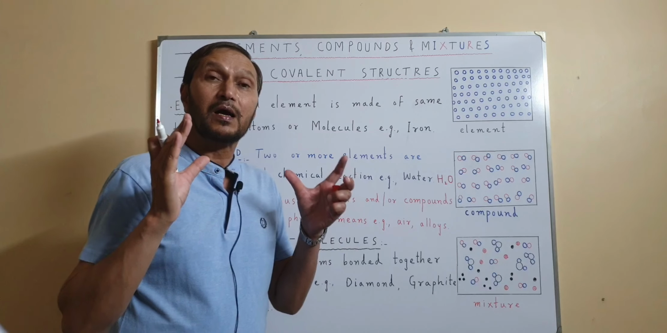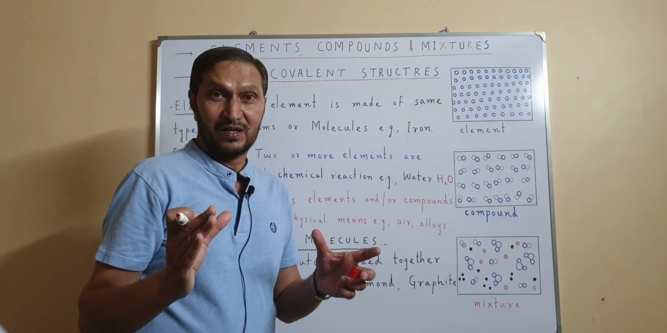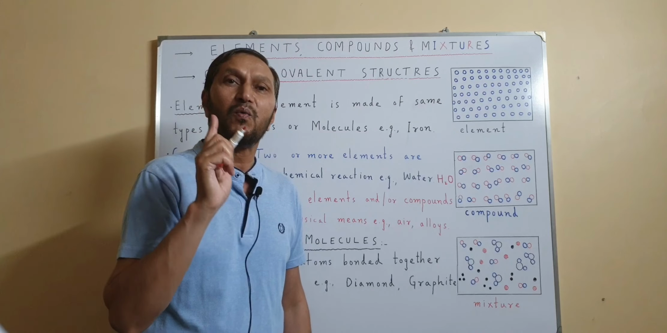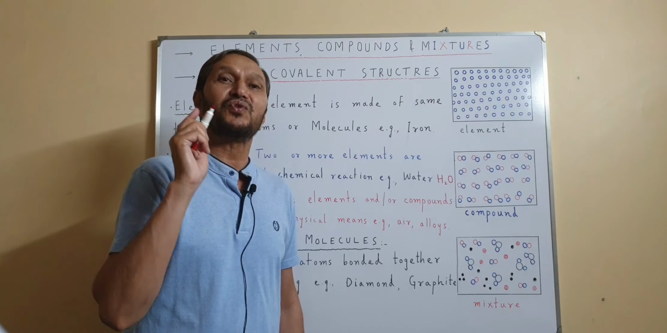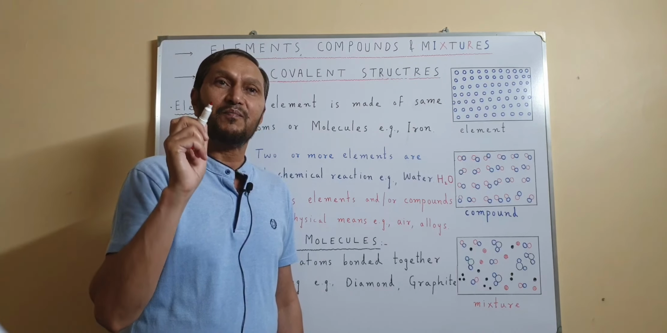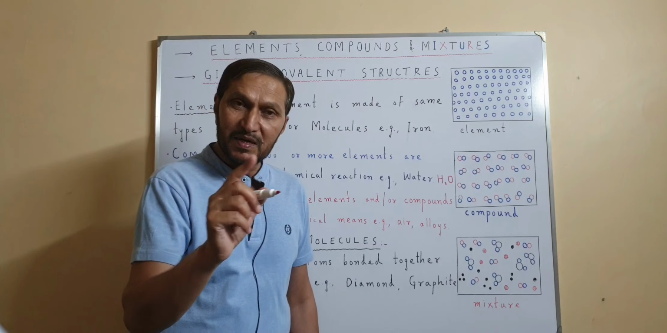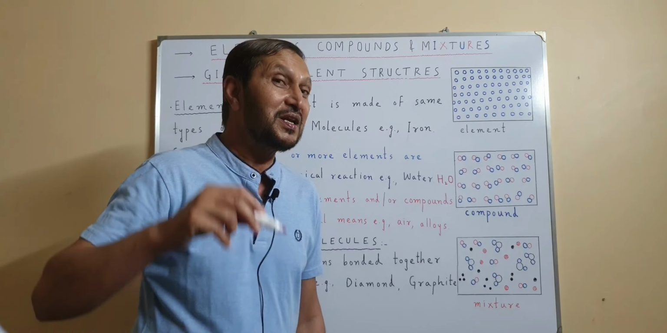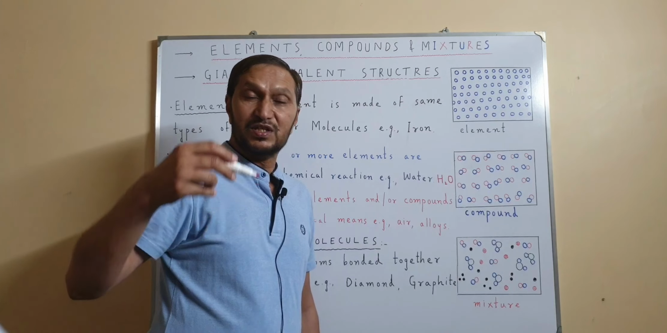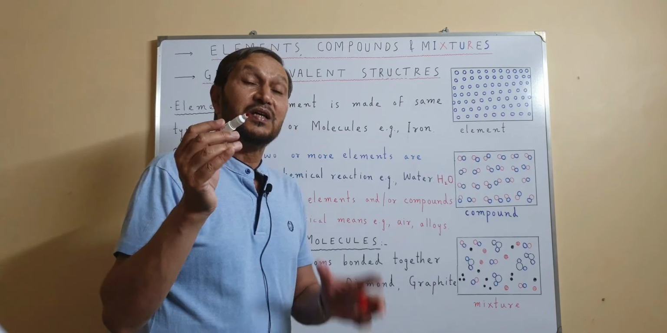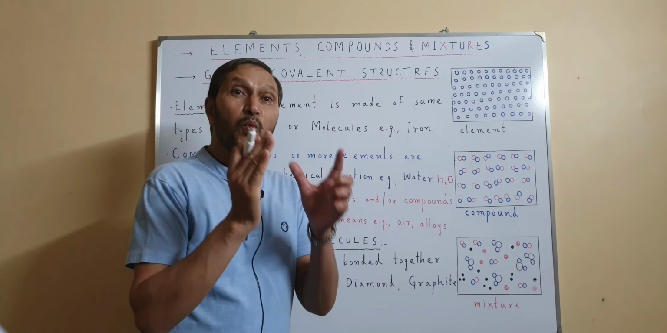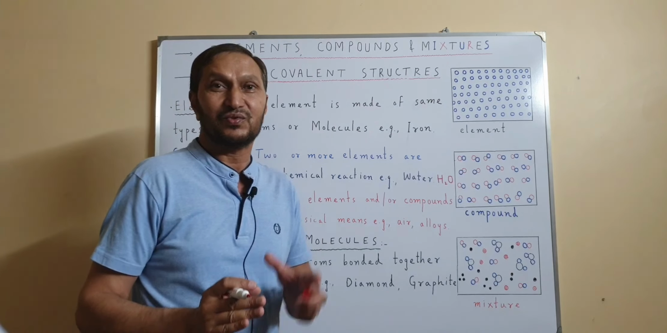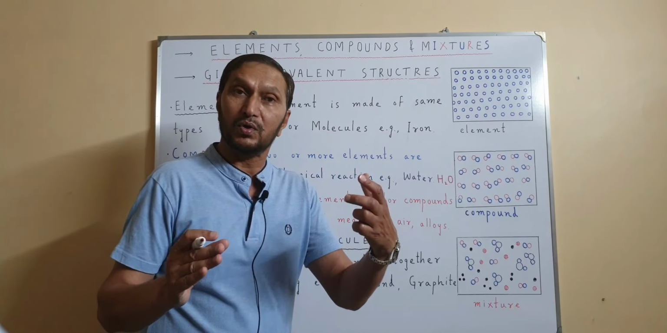So in compounds, the elements are combined through a chemical reaction in a fixed ratio, like in the case of sodium chloride by 1:1 ratio. In the case of water, the compound, the two elements hydrogen and oxygen are combined in a 2:1 ratio. Similarly, in carbon dioxide, which is another compound, the elements are combined in a 1:2 ratio, 1 carbon and 2 oxygen. So this is about compounds.